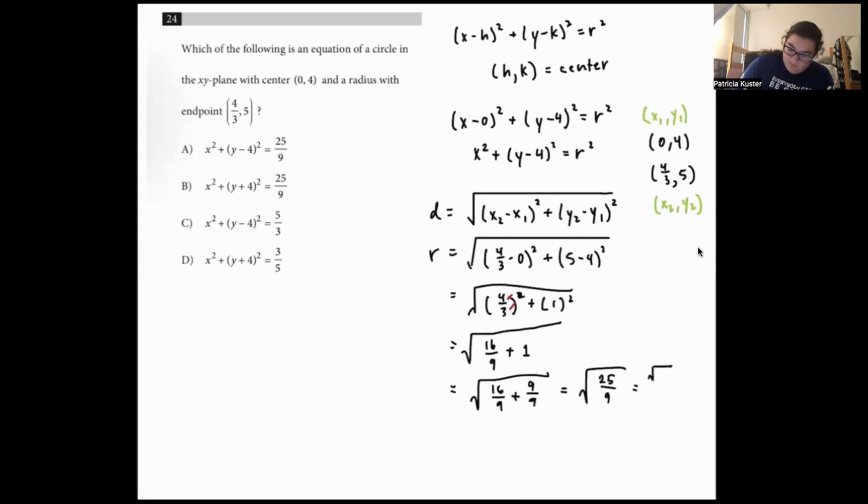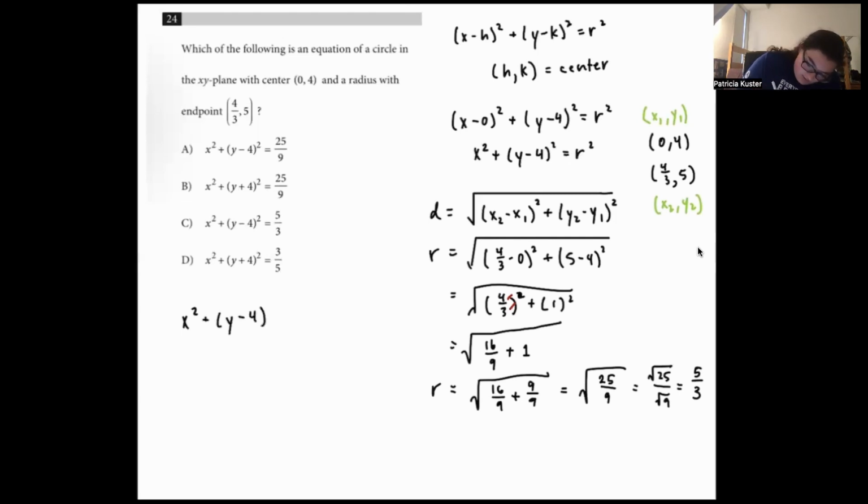And then just like before, you have to take the square root of the top and the bottom. So this turns into 5 over 3. So r equals 5 over 3. At this point, it'd be really easy to say, oh, the answer must be C, right? But you have to recognize that in the original circle equation, it's r squared. So it's not actually 5 over 3.